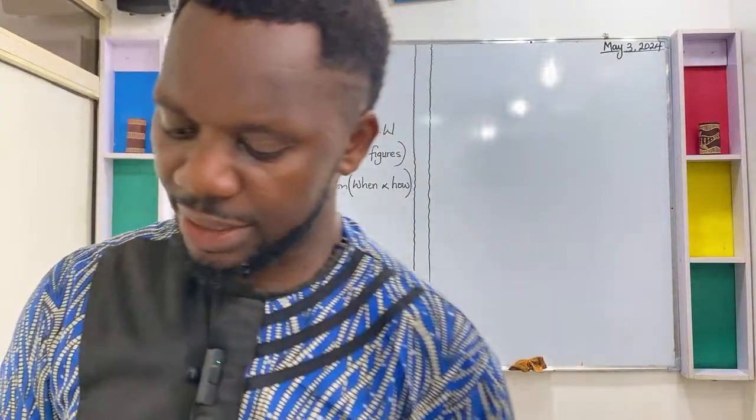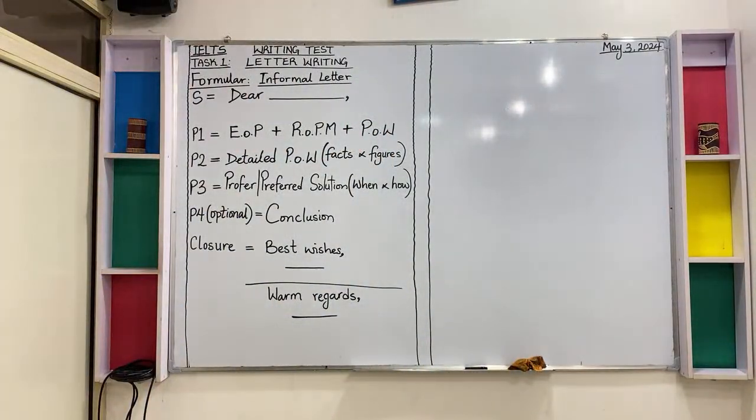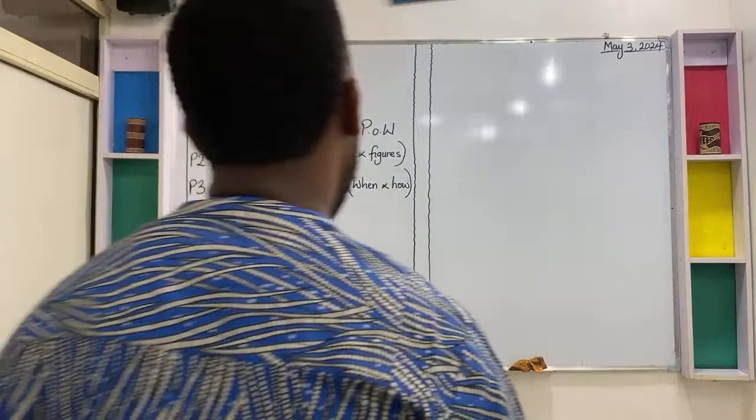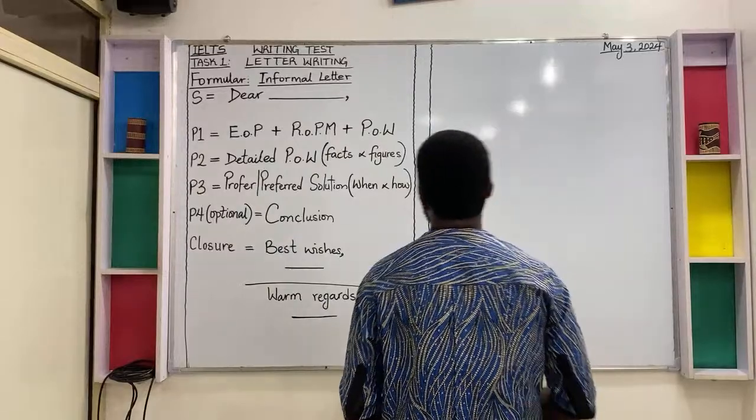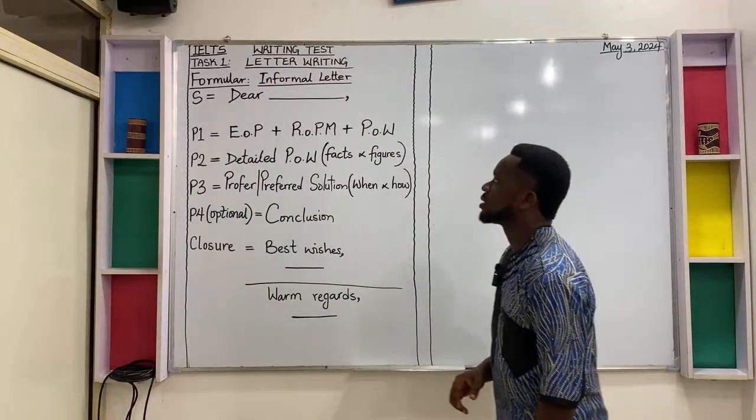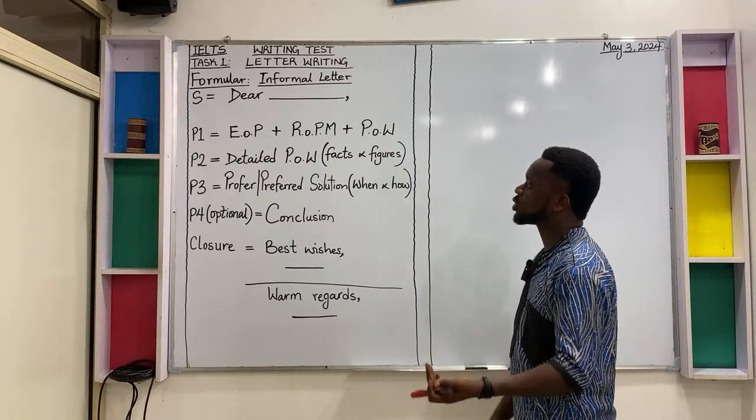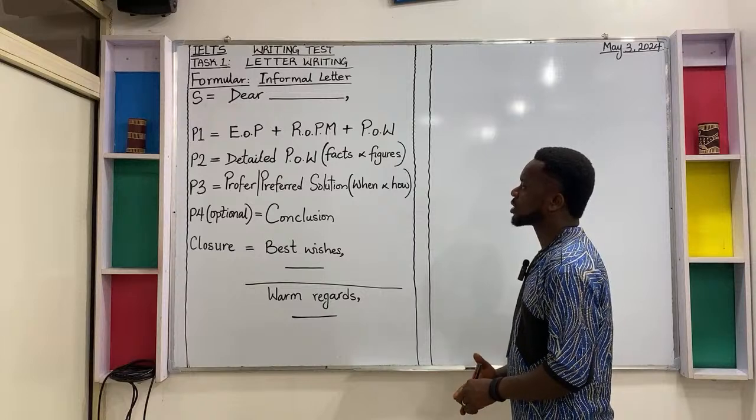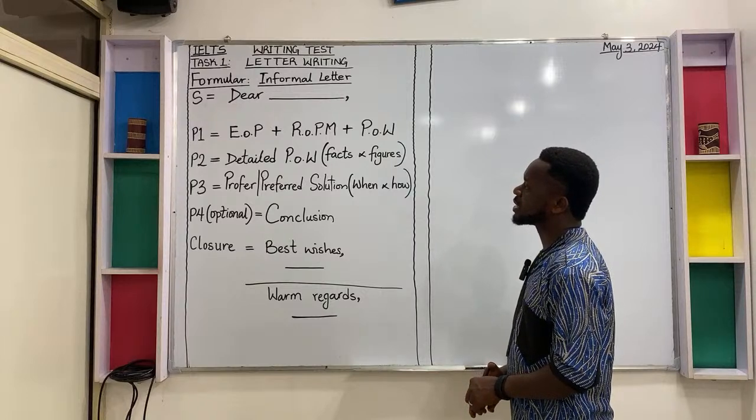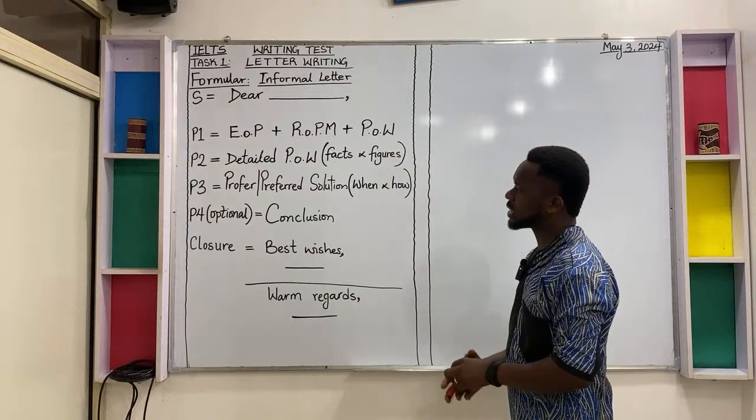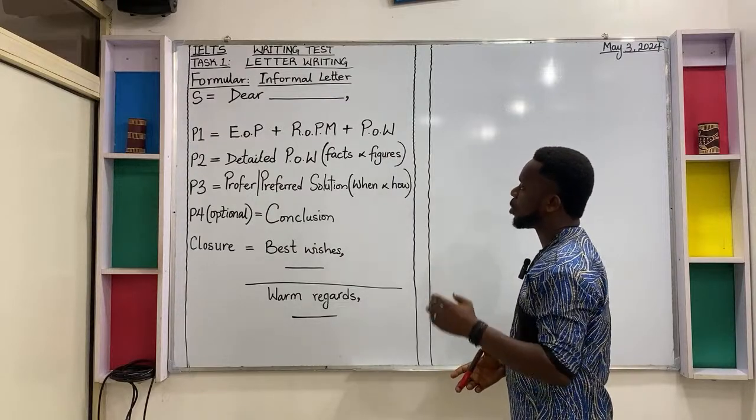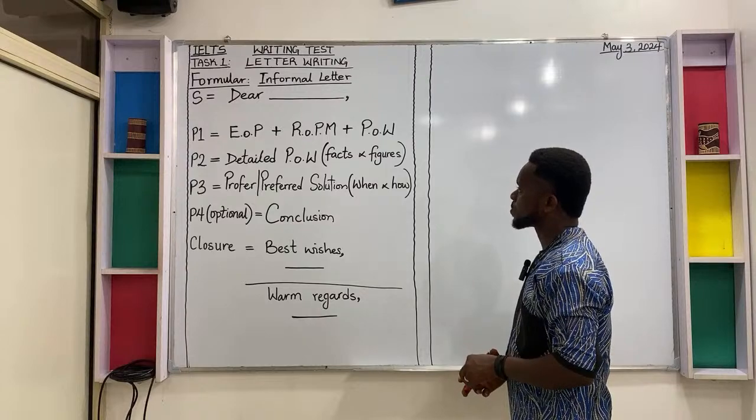Now let's understand an informal letter. When you begin your letter and you are asking maybe a friend of yours, or you are informing your parents, you are inviting them over to your school for your convocation or your graduation ceremony. So you are writing, "Dear mom and dad." That is the salutation.